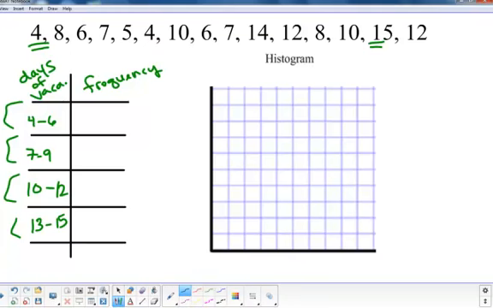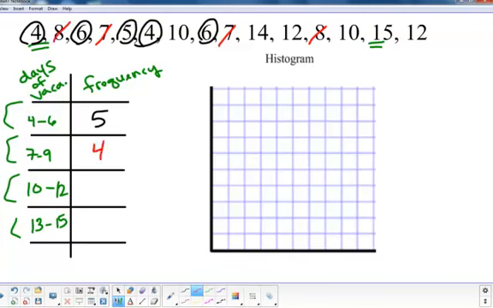So how many 4 to 6s do we have? There'd be 1, 2, 3, 4, 5 of them. 7 to 9, 1, 2, 3, 4. 10 to 12, 1, 2, 3, 4. And 13 to 15 would be 1.